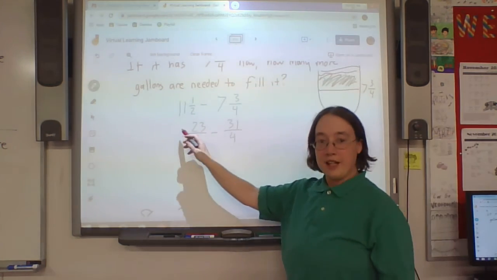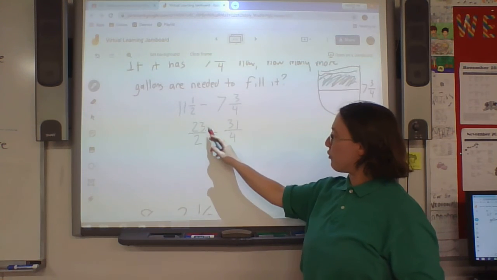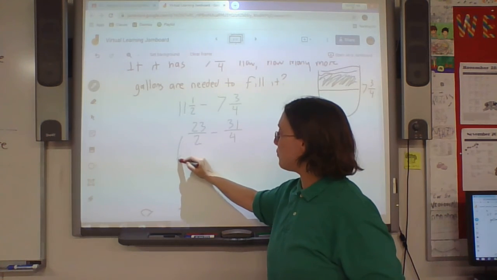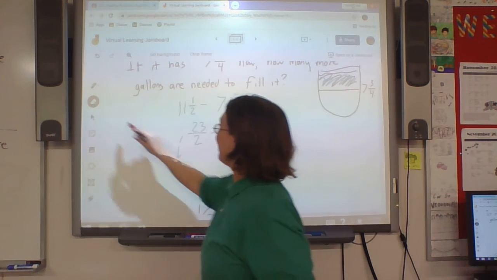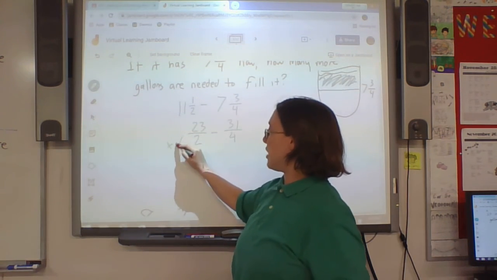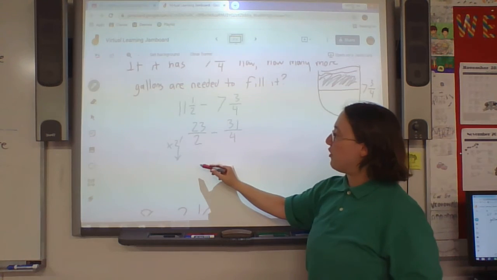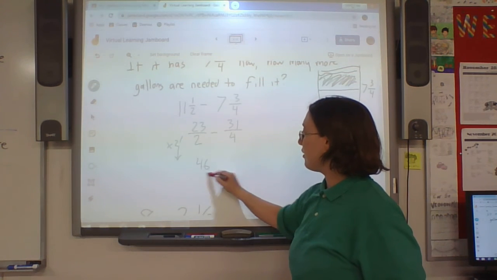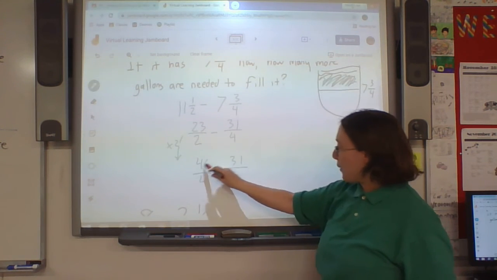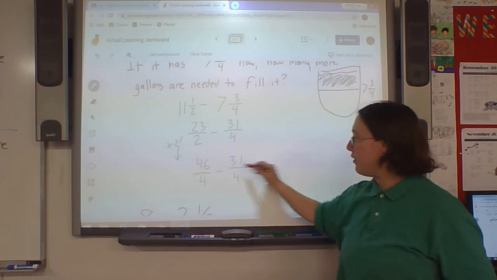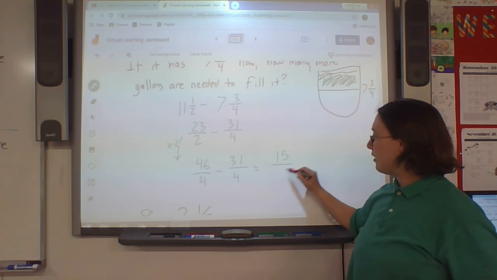And then we're going to take that and we're going to find some common denominators. So 2 times 2 would get us up to 4. Oops, times 2, not times 4. We want to get to 4. So we're taking this one times 2. 23 times 2 gets you to 46. And we got 31. And 46 minus 31 gets you 15 over 4.